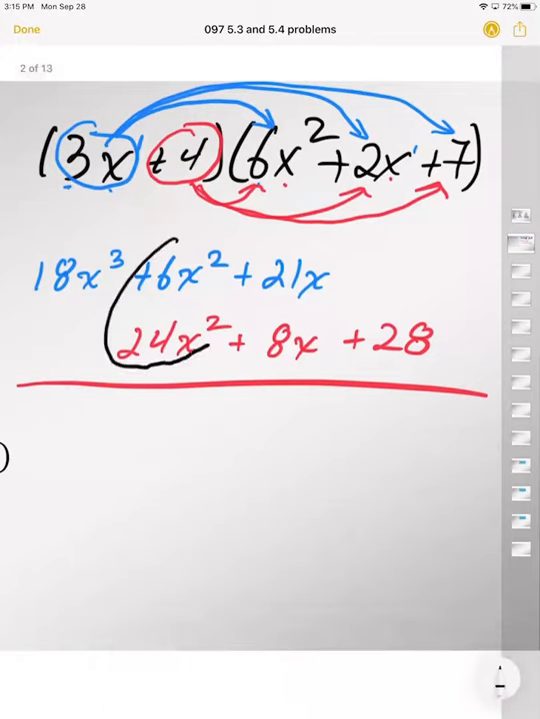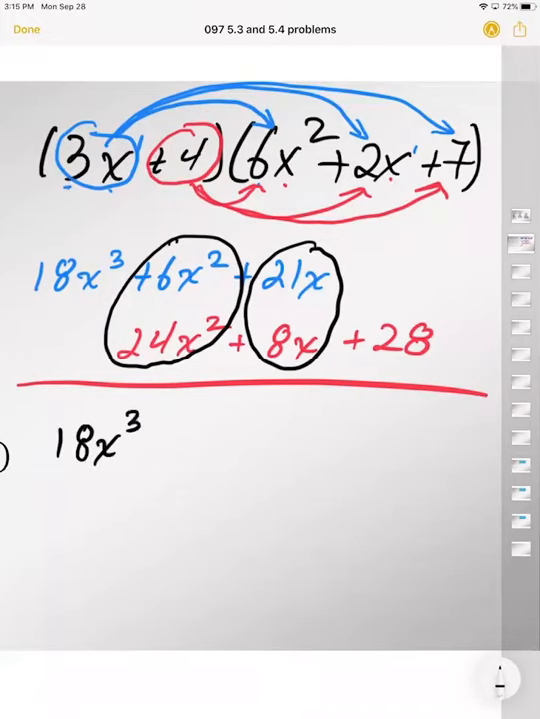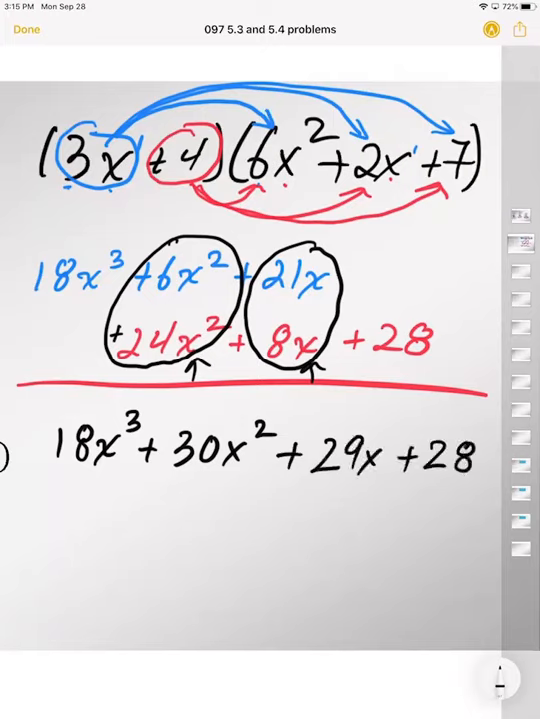The only thing left for this particular problem is that now we need to combine like terms. And the only thing different here is that for my like terms, I have 2 items, not just one. I have an x squared here and an x. So if I have 6x squared plus 24x, you can see we have a total of 30x squared. Similarly, 21x plus 8x will give me a total of 29x. And my lonely 28, my lonely constant, I bring it down. And we have this as our answer.